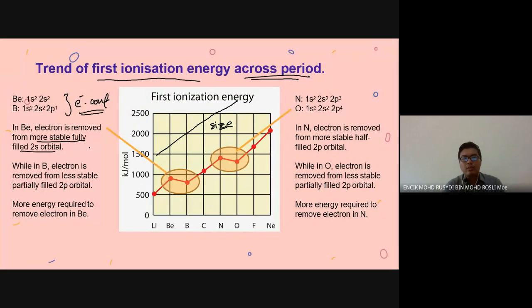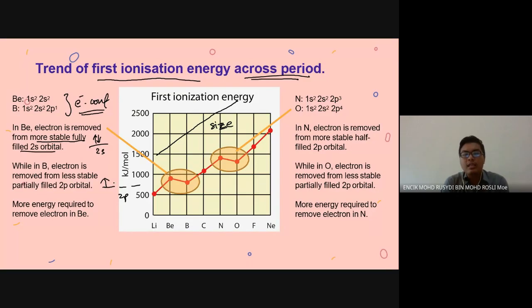So 2s2 dia dah, bila dia dah fully filled macam ni, so dia dah susah nak buang actually. Dia agak memerlukan extra energy. It needs more energy to remove the electron from 2s2 orbital, daripada fully filled 2s orbital. Manakala, if you have to remove the electron from partially filled, so let's say kita ada 2p orbital, and then kita cuma ada satu elektron kat sini. Ini kita consider as partially filled.